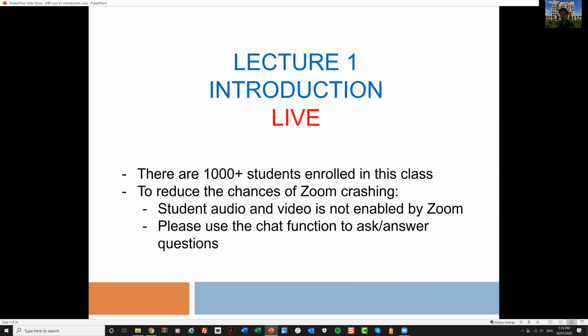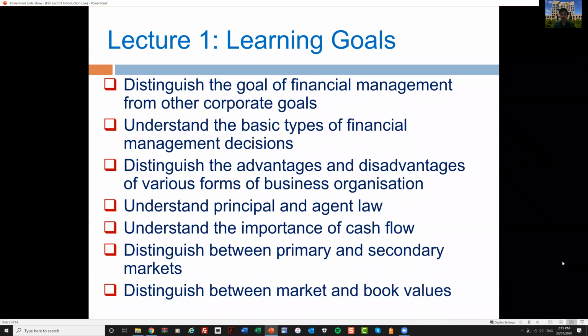Okay, so what we're going to do now is we're going to look at lecture 1, the introduction. We're going to look at some of the key concepts, not all of them. We're going to look at relating those things to the real world, and then we'll wrap this up. So let's begin. So these are the same goals that we have on the pre-recordings. We're not going to go through all of them.